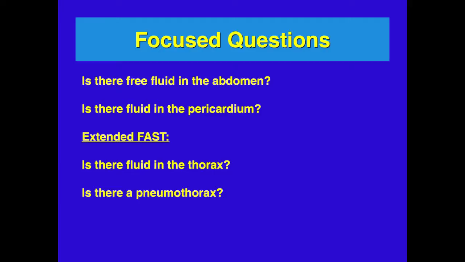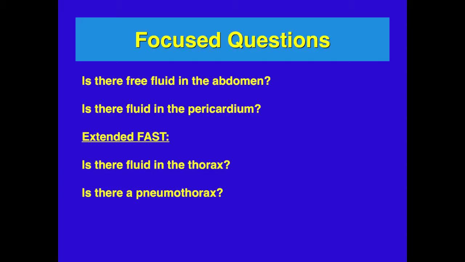So back to our focus questions. Is there free fluid in the abdomen? So again, you look at the right upper, left upper, and suprapubic areas for free fluid. Is there fluid in the pericardium? You can either look at subcostal or parasternal views, although subcostal is preferred. Sometimes you may have to do parasternal.